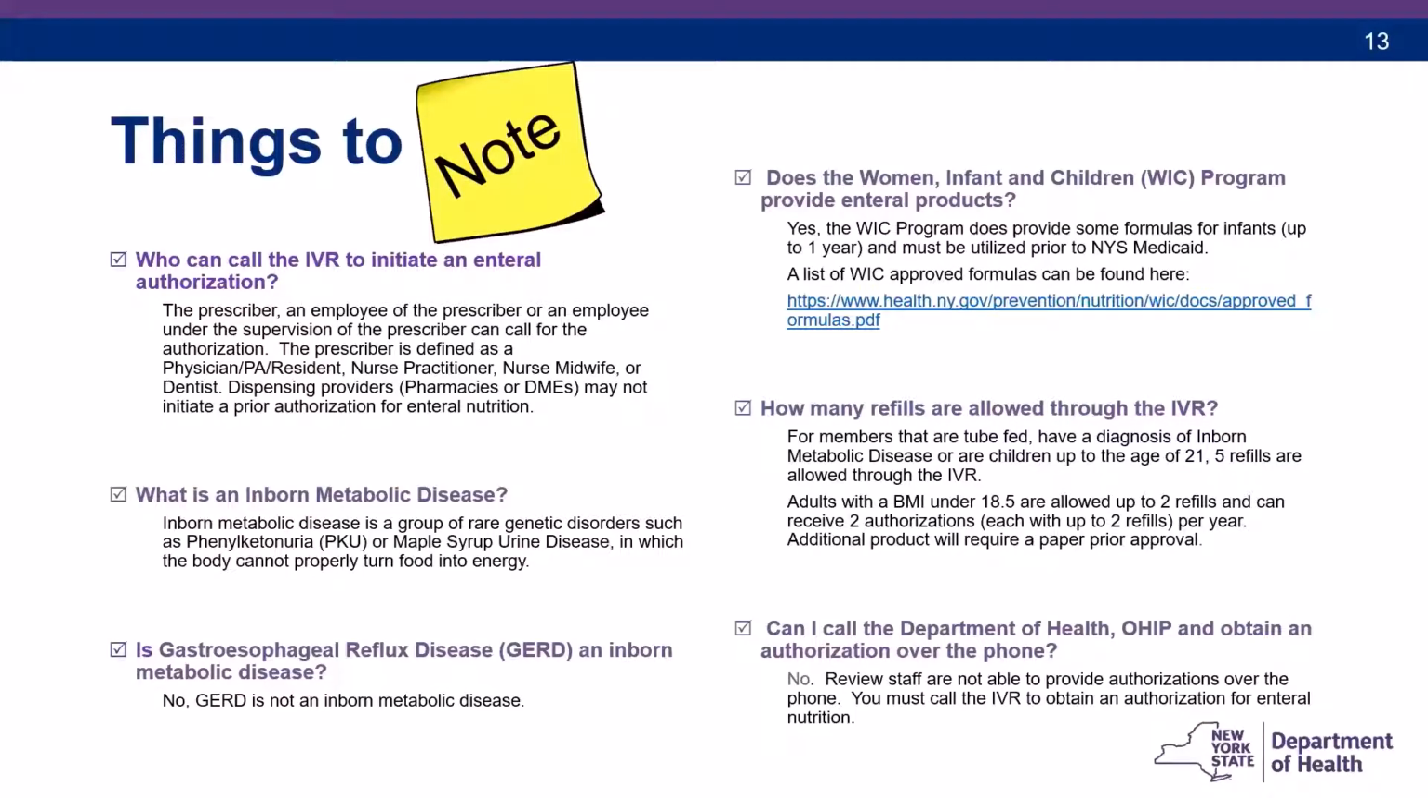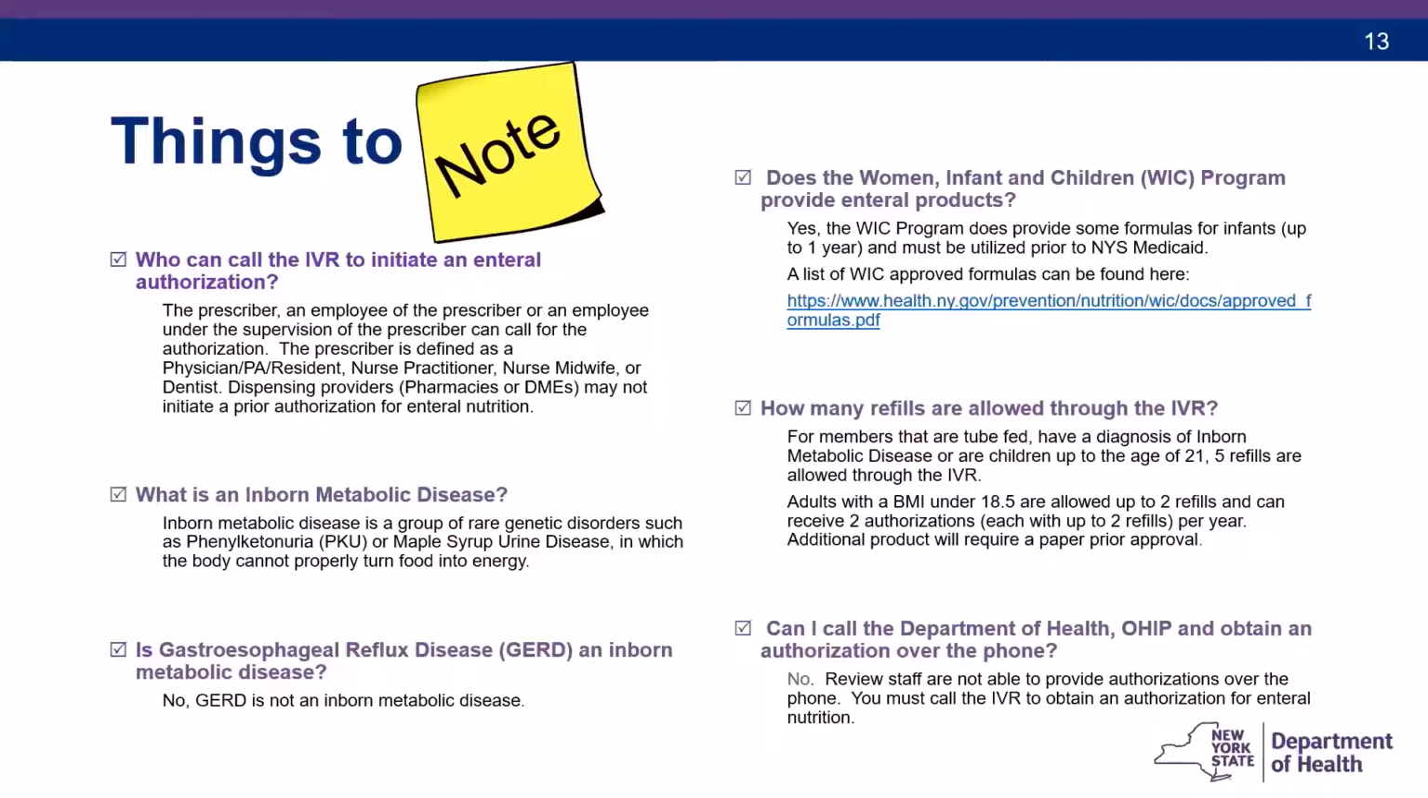The following are frequently asked questions that we often receive. Who can call the IVR to initiate an enteral authorization? The prescriber, an employee of the prescriber, or an employee under the supervision of the prescriber can call for the authorization. Dispensing providers, pharmacies, or DMEs may not initiate a prior authorization for enteral nutrition.